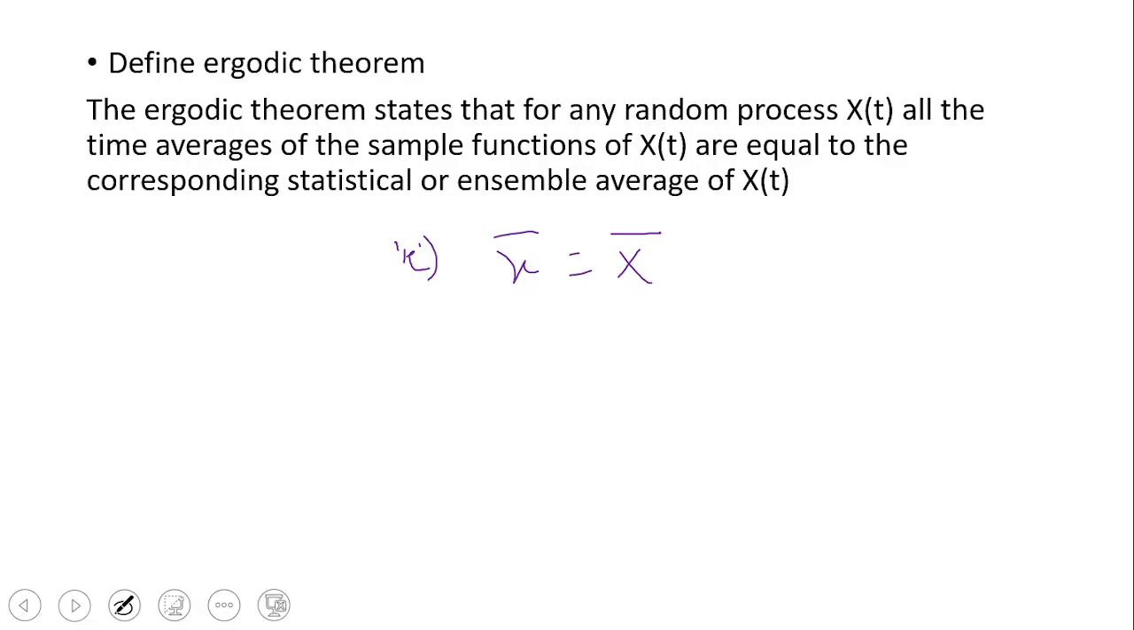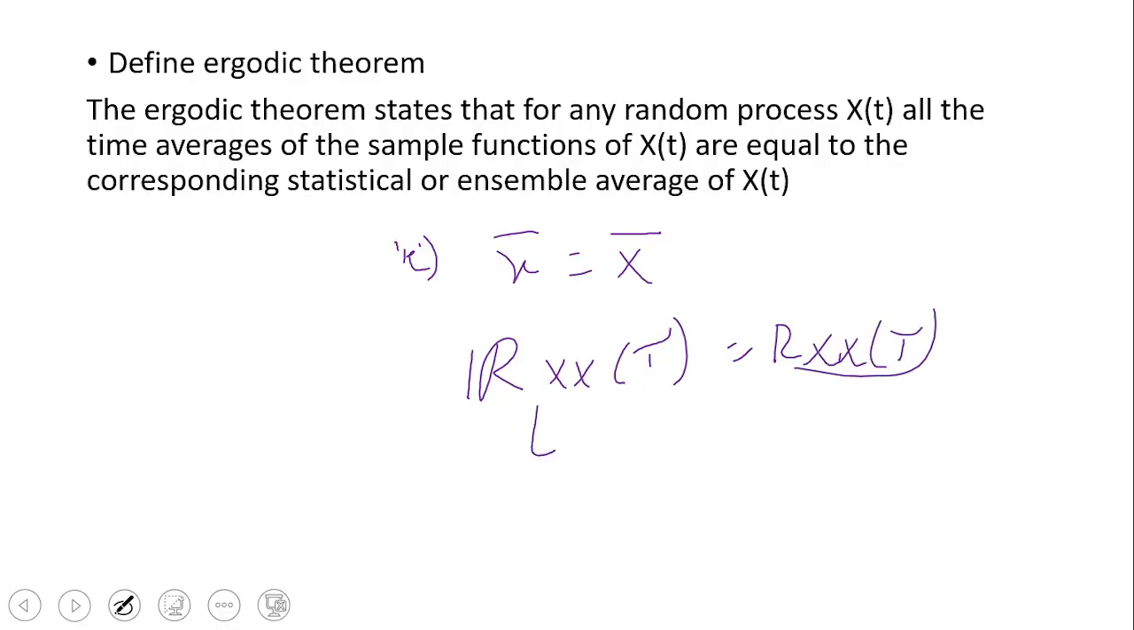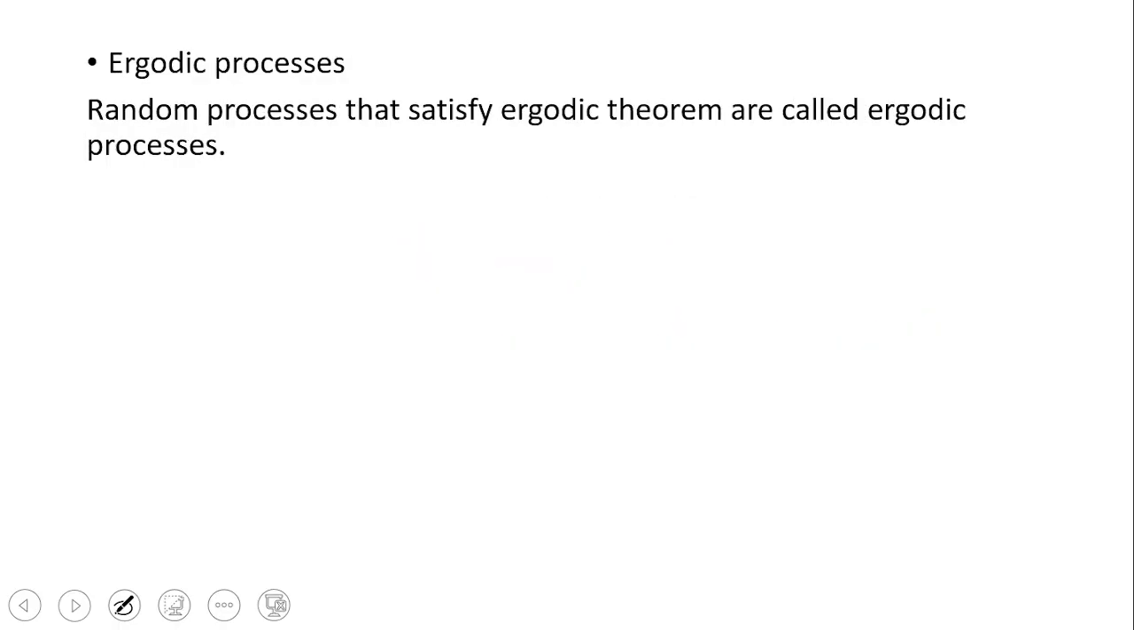Small x bar is the time average, and you can write it as R xx of tau. This is called the time average autocorrelation function. The time autocorrelation function is equal to the autocorrelation function. So that is the statistical, the ensemble average of x of t.